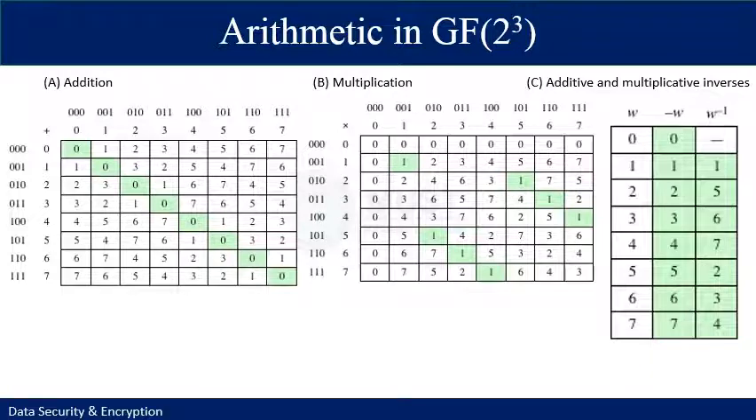In the last lecture, we mentioned that the order of a finite field must be of the form p raised to the power n, where p is a prime and n is a positive integer.